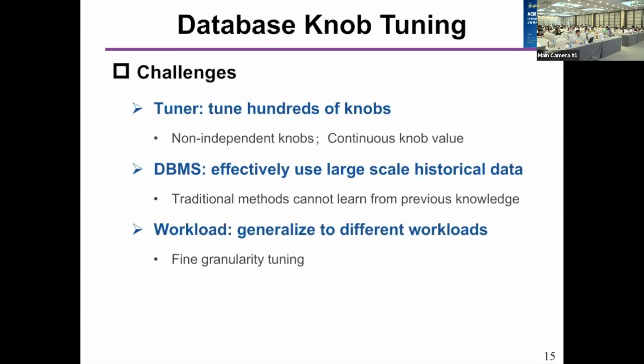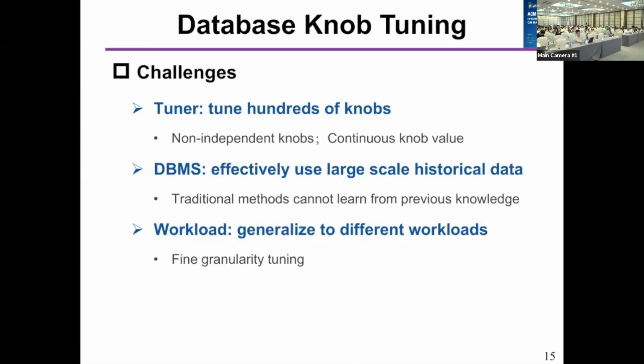So it's rather a huge space for the knob combination. So for databases, can we effectively use large-scale data to tune the knobs? You know that for the database vendors, it's rather hard to get large-scale experience data, especially on the production machine, because they do not want to remember many workloads. So how to get workloads to tune the knobs is also a challenge.